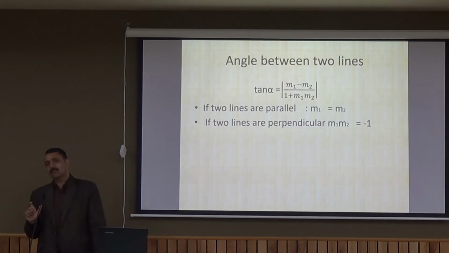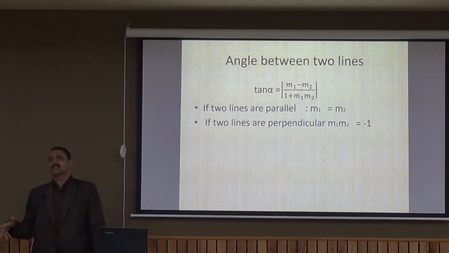Now we are coming to one of the important applications of slopes: angle between two lines. If we are having two lines and we have to find the angle between those two lines, I say let the slope of one line be m1 and the slope of the other line be m2. And we have to find the angle between those two lines. So we can say tan theta is equal to (m1 minus m2) upon (1 plus m1 m2).